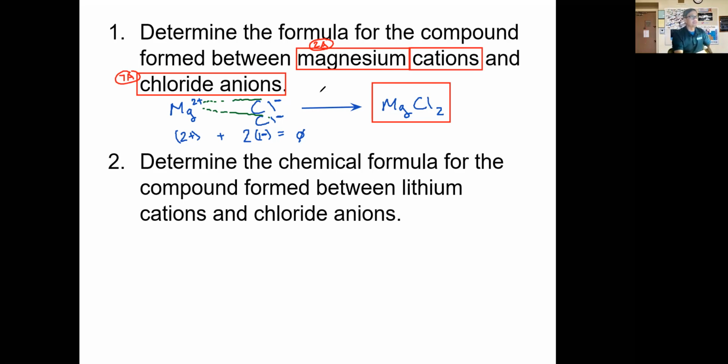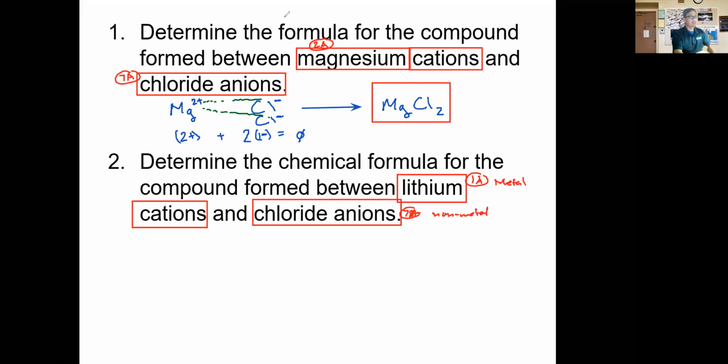For the next example here, we have lithium. They're asking us, does a compound form between the lithium cation and the chloride anion? So does an ionic compound form between those two? And the answer there is yes. Lithium is a 1A metal, and chloride again is a 7A non-metal. So we have a metal and a non-metal right here. So they will form, right?